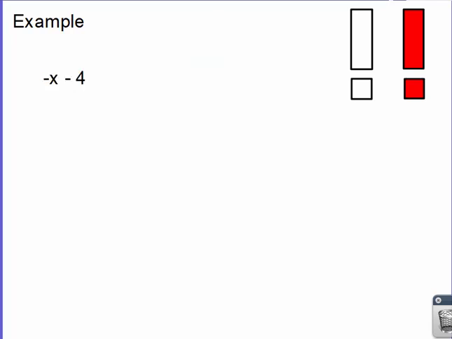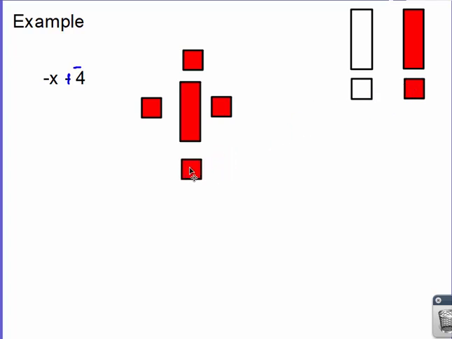One last one. What if I gave you negative x minus 4? Well, again, we can't model a subtraction problem, so we have to change it. So I'm going to change subtraction to addition, next number to its opposite. Now I have a negative x, which we know is just negative 1x. So that means I have 1 closed long and 4 closed squares. And that would be the model of negative x plus negative 4.